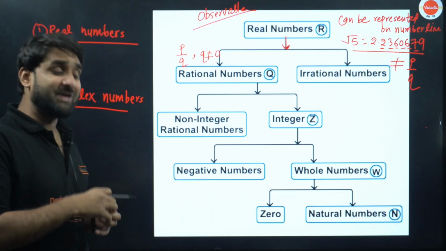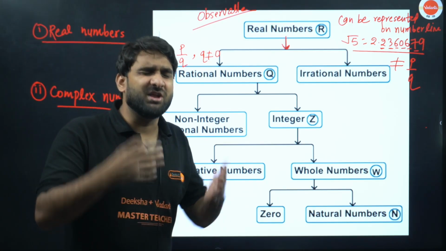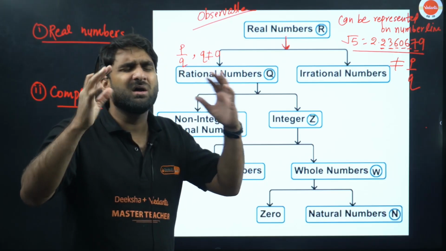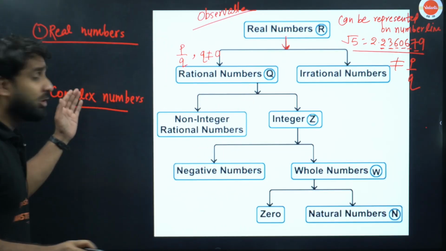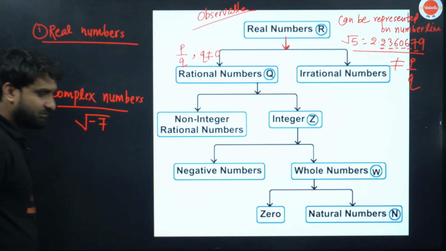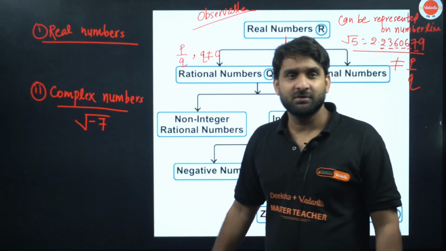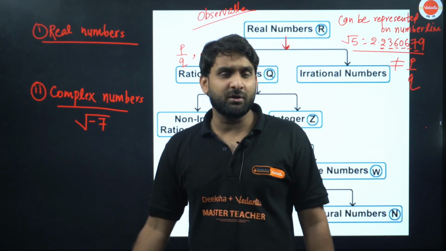And the numbers whose existence is not observable, I mean the numbers which are imaginary, where we have to imagine that something is there, such numbers are called complex numbers. For example, under root minus 7. This is not possible in mathematics. A number can't be negative under a root.